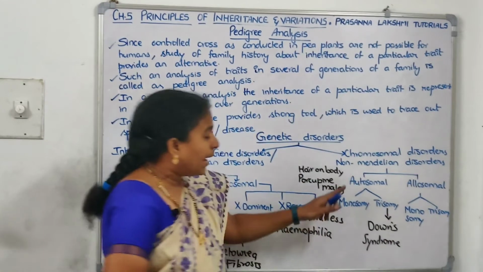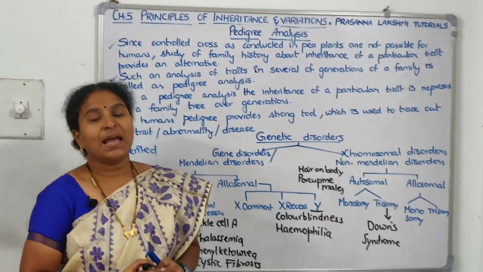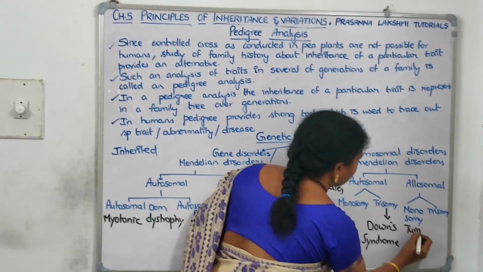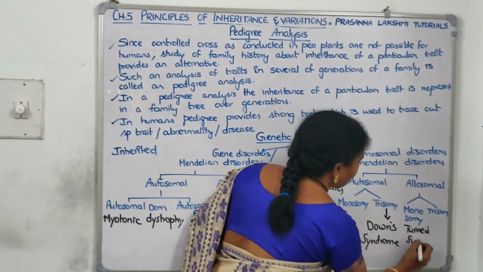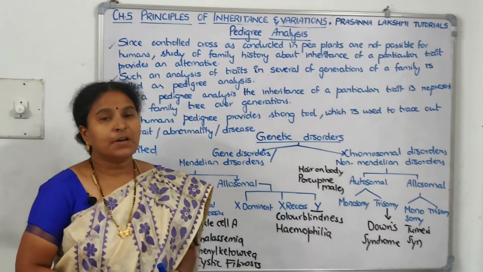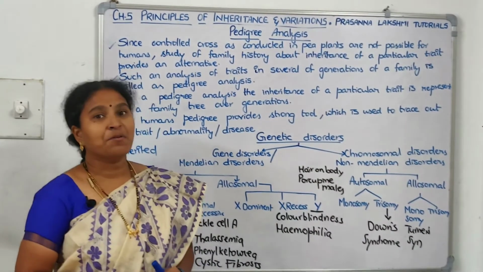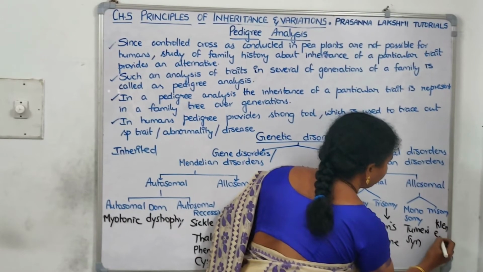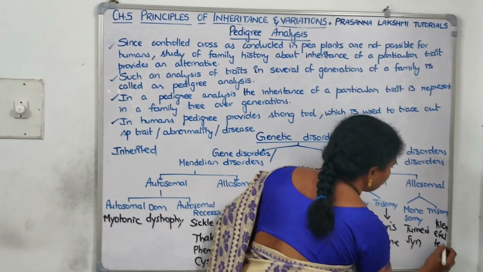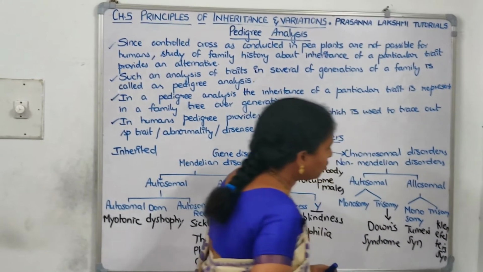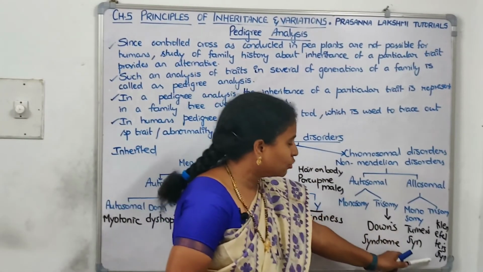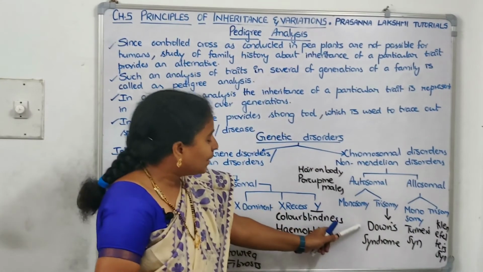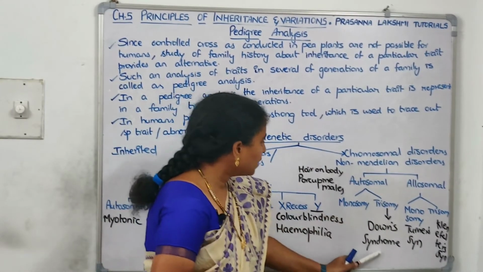And for allosomal monosomy, they have given Turner syndrome as an example. For allosomal trisomy, they have given Klinefelter syndrome as an example. Klinefelter syndrome is an example of allosomal trisomy, Turner syndrome is an example of allosomal monosomy, and Down syndrome is an example of autosomal trisomy.